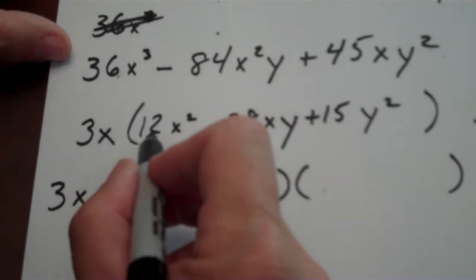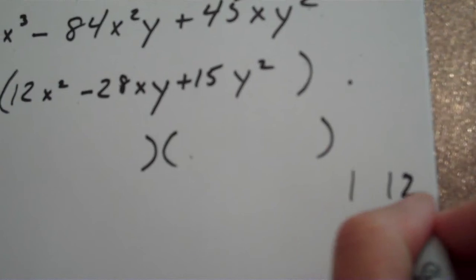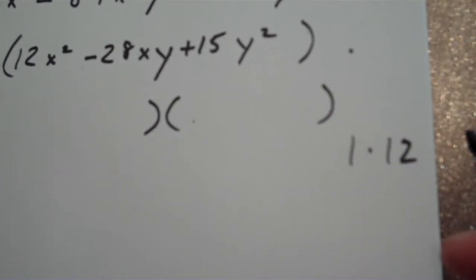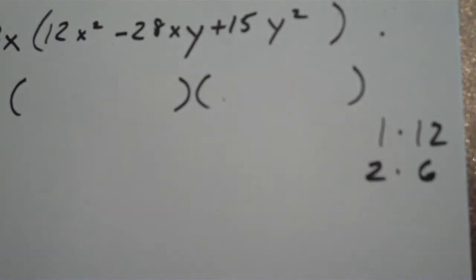Well, let's talk about the 12 here for a minute again. That could be 1 and 12, but you know me, I tend to shy away from that one. It could be 2 and 6, and I know what you're thinking.